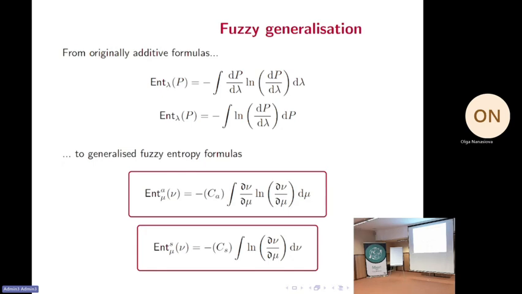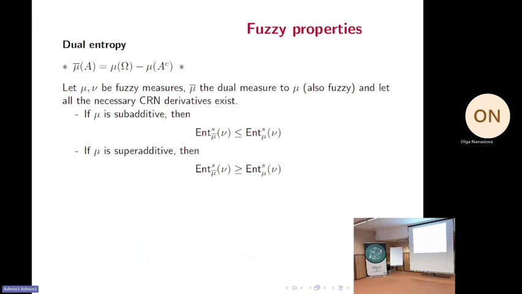The first one is quite clear, and the second one with the symmetric Choquet integrals is derived with the property I mentioned on the previous slide, so we can change the measure in the integration. Okay, so these two formulas are a proper definition for entropy in the continuous case, of differential entropy with fuzzy measures. And now just briefly about the properties.